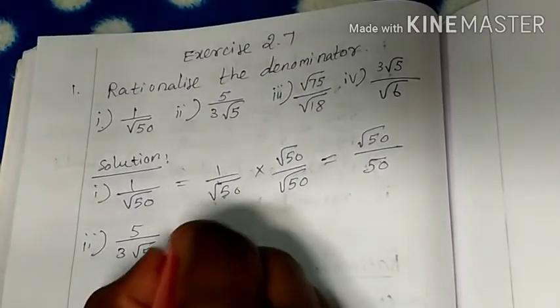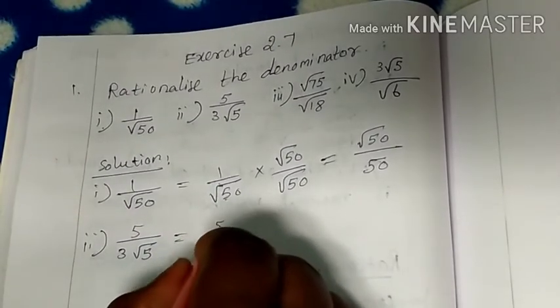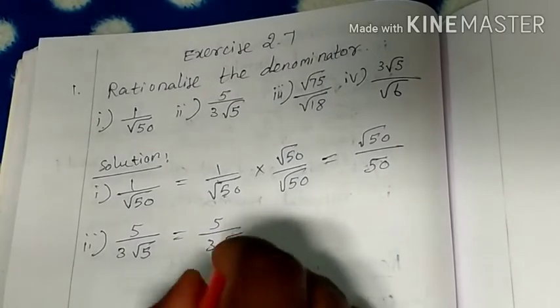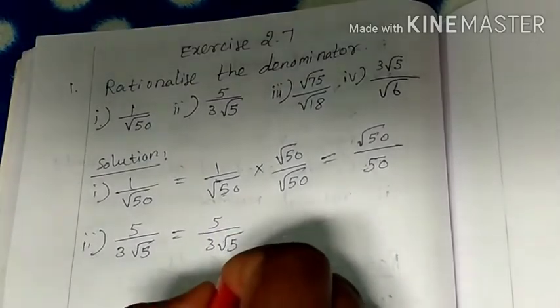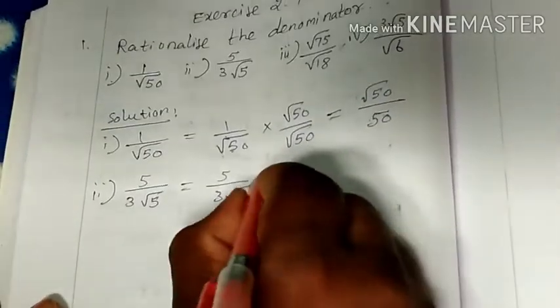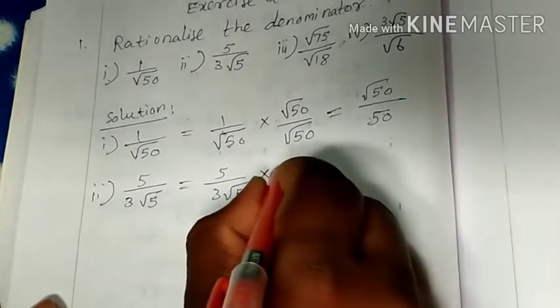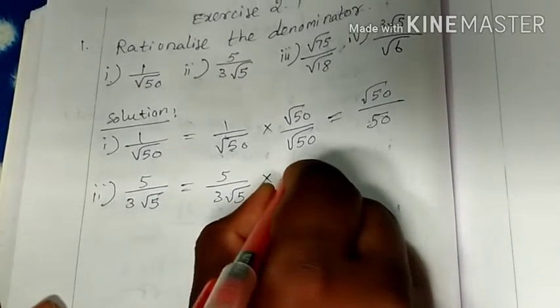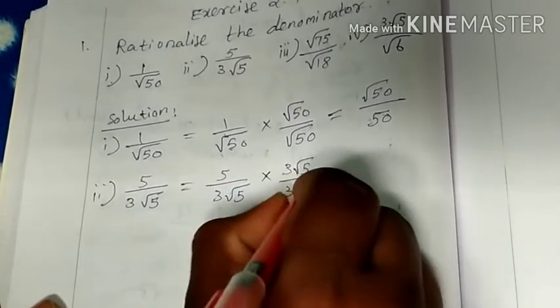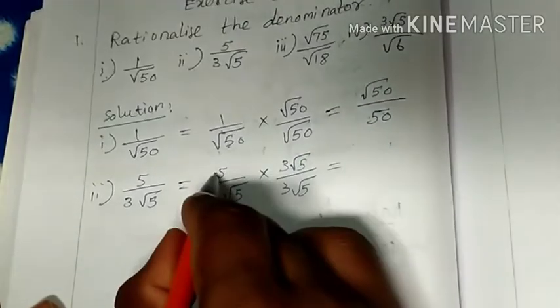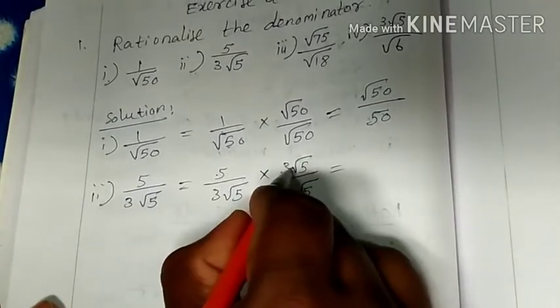Then the second question, 5 divided by 3 into root 5. Here also the question is rationalize the denominator. So multiply and divide by the denominator value. So 3 into root 5 divided by 3 into root 5. Here multiplying number with number, the coefficient of surds.